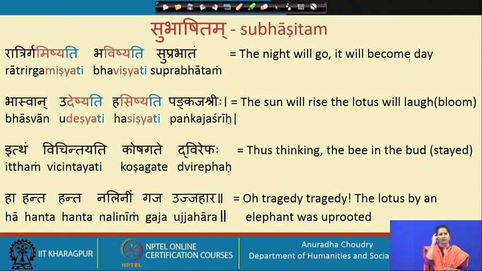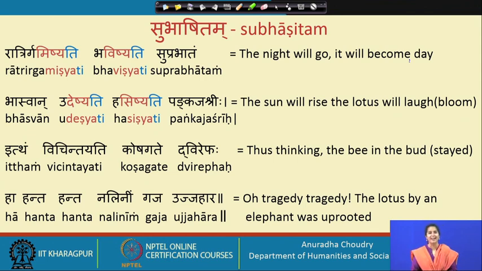Itham vichintayati, thinking like this, koshagate, it has gone into the bud again. Dvirephaha. So the bee that is in the bud was thinking like this. But then what happens at night? Ha, hanta, hanta. Oh, tragedy, tragedy. Nalinim, the lotus. Gaja, the elephant. Ujjahara, it takes it away. So it postponed it for another time, which was never to come.